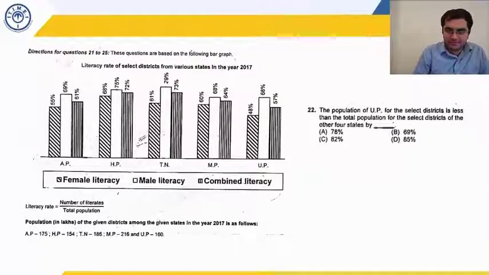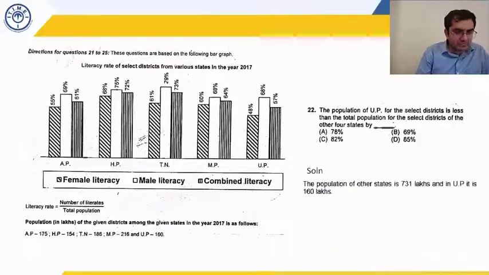Now read carefully. Population of UP is less than total population of other four states by how much? Very straightforward question. So there's no challenge in this question. So I will solve this. What is the population of UP? 160. What is the population of the remaining states? 216 plus 186 plus 154 plus 175. That is 731.